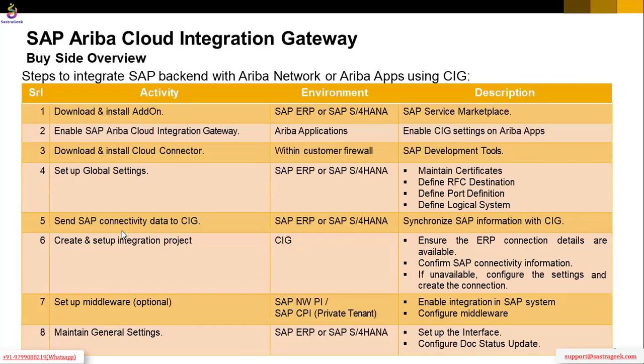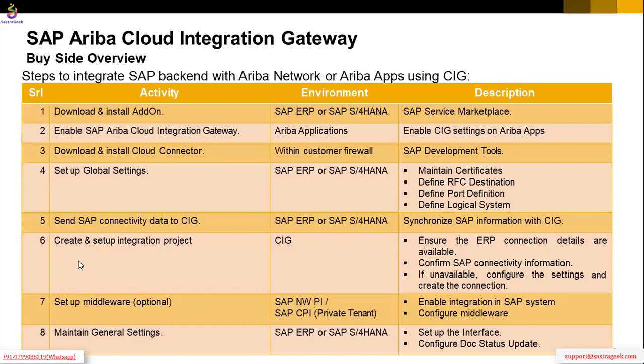But in our S/4HANA system, normally we will see the 3-tier architecture. We will have the development, the quality side, and the production side as well. So which S/4HANA system you would like to integrate with your SAP Ariba solutions, that information we have to send from the backend SAP system, from the S/4HANA system, to the Ariba solutions. That activity we have to do in the fifth step.